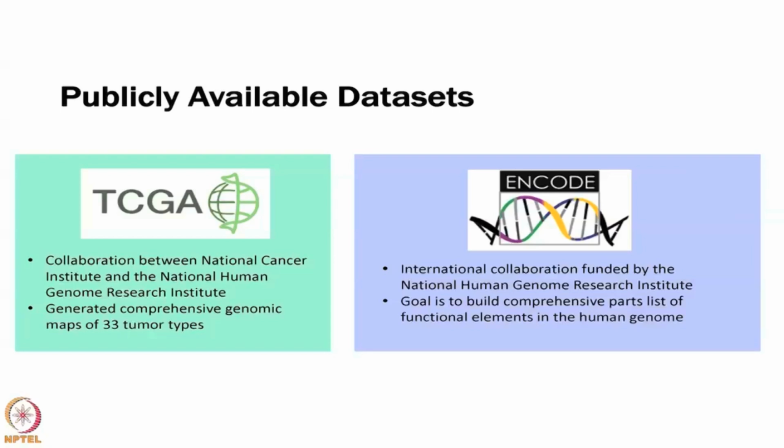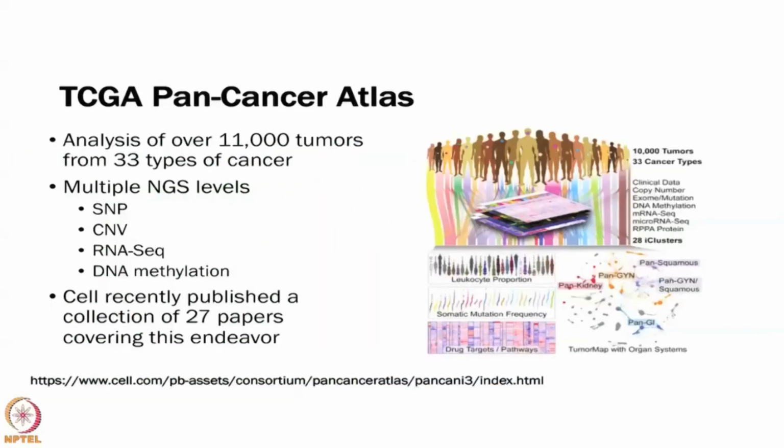And then there's ENCODE, which is another one of these large consortiums that really looked at epigenetics, so all of the parts list of the functional elements. They've done a lot of the epigenetic work, mostly in cell lines. The TCGA has been working for many, many years and has published a lot of papers characterizing specific tumor types, so characterizing breast tumors, characterizing ovarian tumors, looking at what mutations occur a lot and what subtypes exist in those tumors.